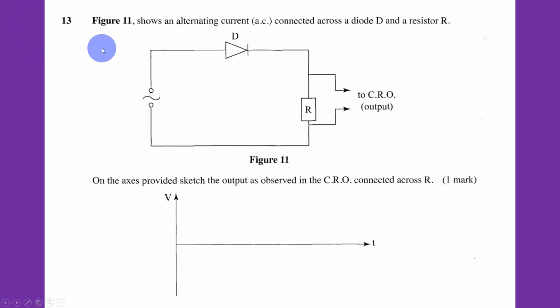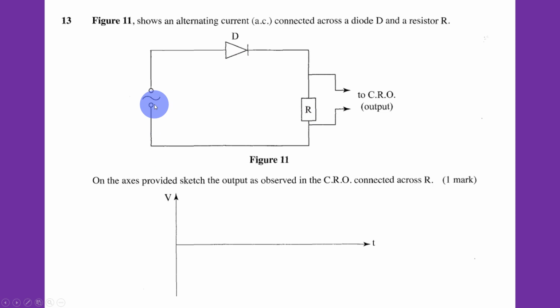Question 13 is about use of diodes in, of course, rectification, where we are told that figure 11 shows an alternating current AC connected across a diode D and a resistor R. On the axis provided, sketch the output as observed in the CRO connected across R. Of course, here we know that we have the general AC signal. When it comes here, this diode is going to conduct when this terminal here is positive, so it will allow half of the wave to pass through the resistor.